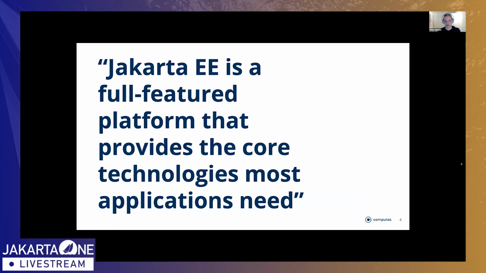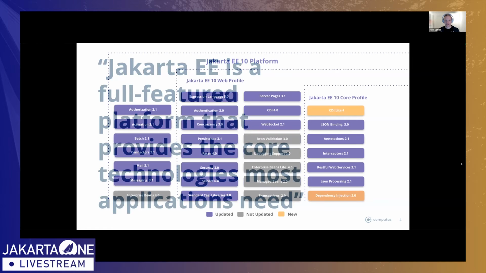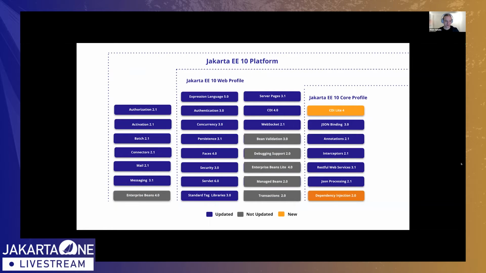So what does that really mean? That's a high level summary from the Jakarta EE white paper, and it's true, but what does it mean when you dive into it? If we look at Jakarta EE, this is what the Jakarta EE 10 platform consists of. You can see that there are several profiles here, and everything is in the Jakarta EE 10 platform. Then you have the web profile, which has a subset of those technologies, and then you have the core profile with the core.